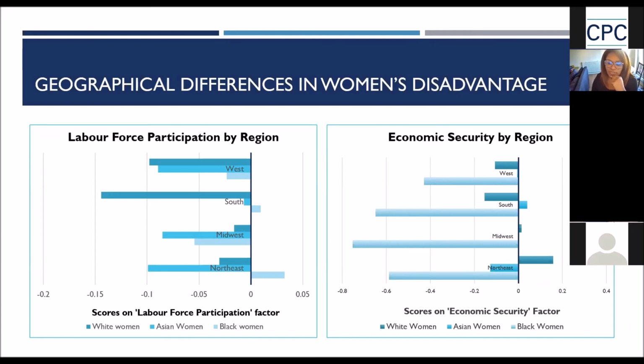and Asian women who have above average scores in the South. Again, this raises questions about where Black women are concentrated in the US and their ability to use their labor force participation to translate into economic security, which in the South and the Northeast, they haven't been able to do on average.